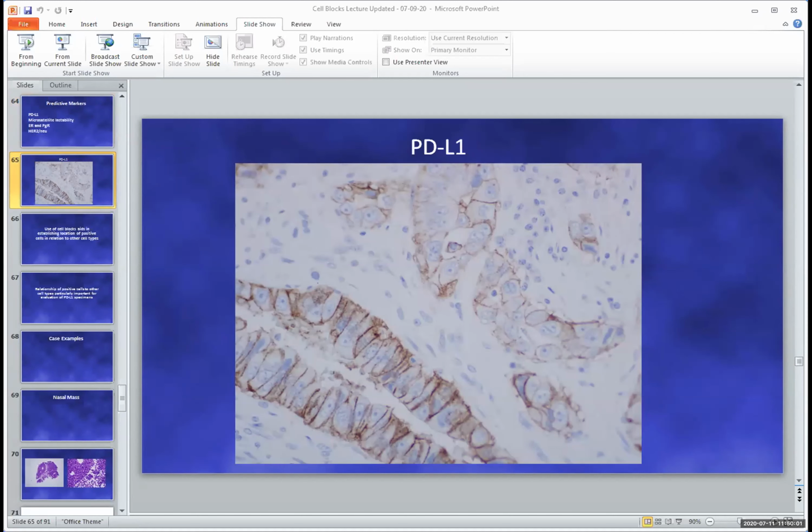PDL1, just again to reiterate how it stains, I'm only interested in evaluating the cancer cells, their cytoplasmic membranes, and the immune cells in the background as to whether they are staining or not. And there are calculations that you make determining whether it's a non-expressor, low or high expressor.